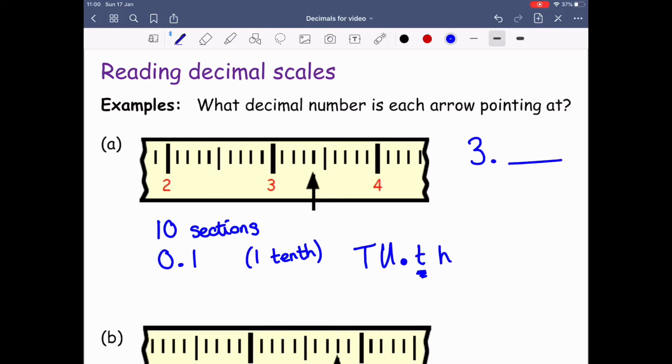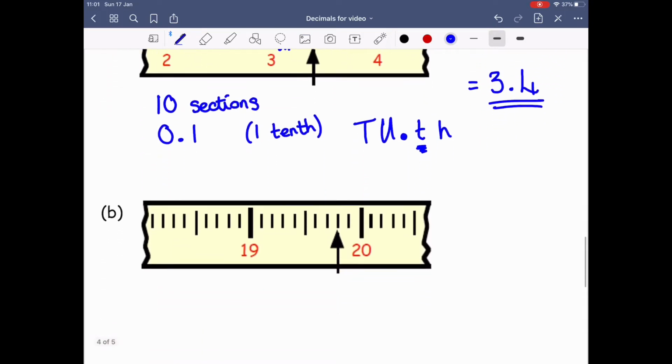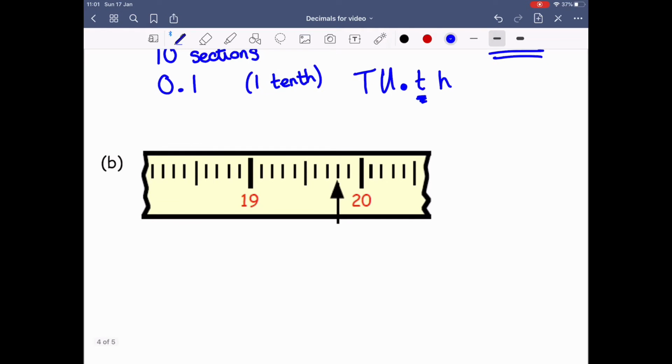The arrow is pointing at the fourth line along. So the first line would be 3.1, then 3.2, 3.3, this one is 3.4. So this arrow is pointing at the decimal number 3.4. Okay, let's look at a similar example. It's just slightly larger numbers, that's all.